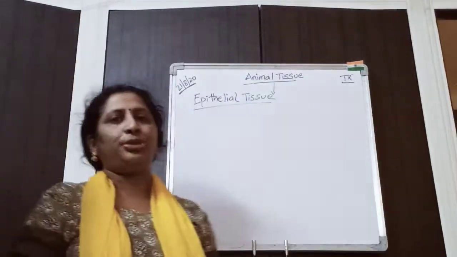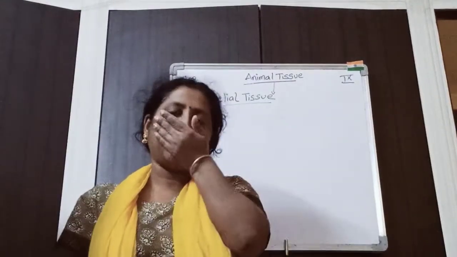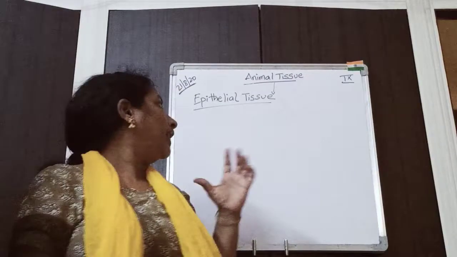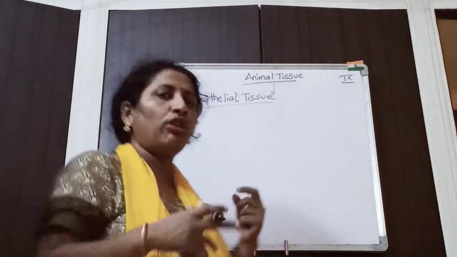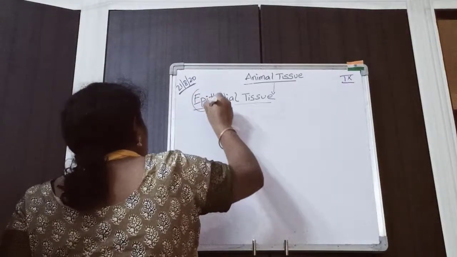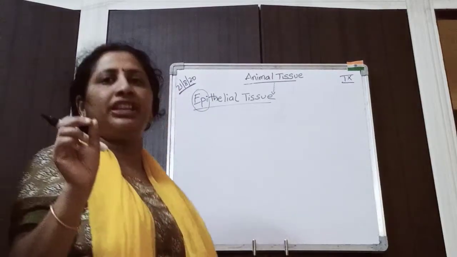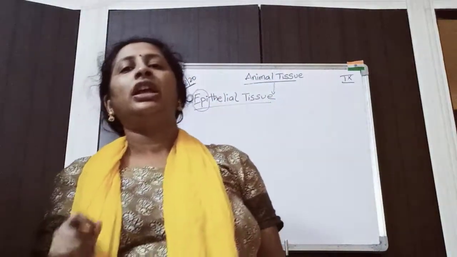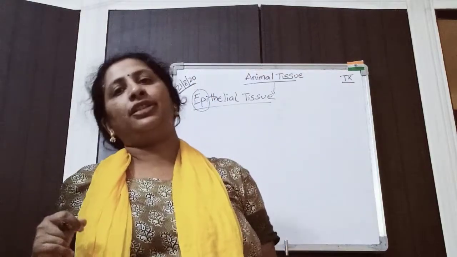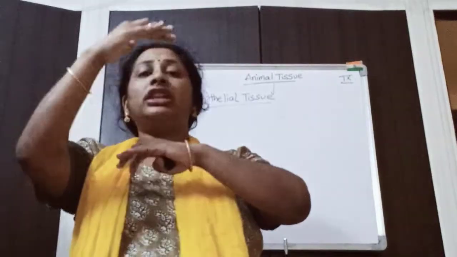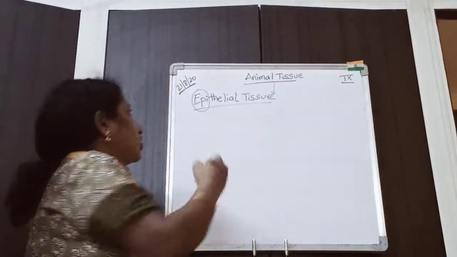The important first tissue is the epithelial tissue. So, epi, what is the meaning of epi? Whenever you come across the word epi, as in epidermis, we have seen in the plant tissue: epidermis, mesodermis and endodermis. Epi means outer, it is present on the top. Epi means top.